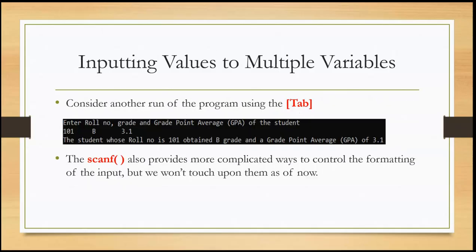Now let's consider another run of the program using the tab key. Now again the program prints the same message. The student whose roll number is 101 obtained B grade and a grade point average GPA of 3.1.